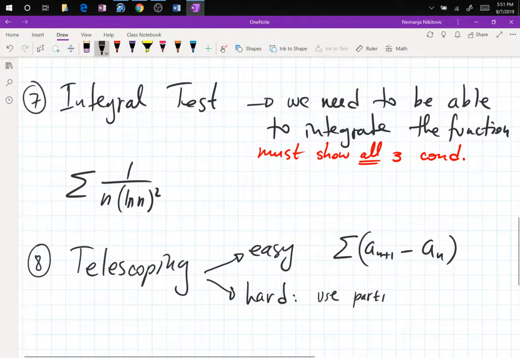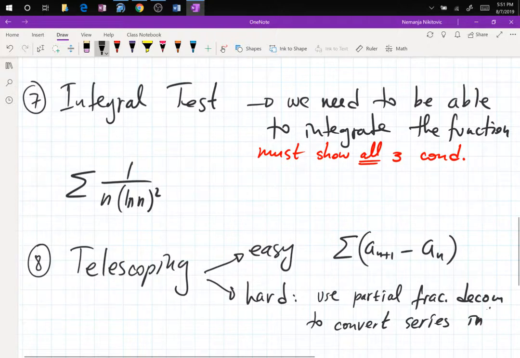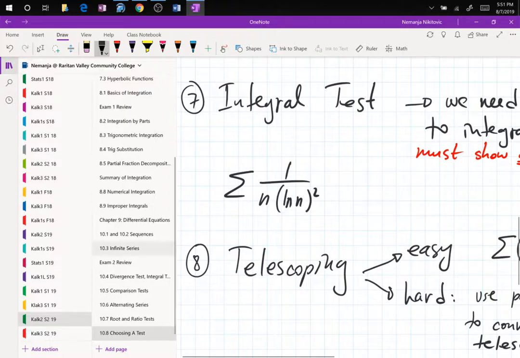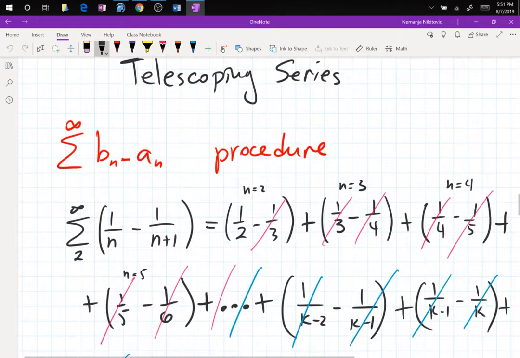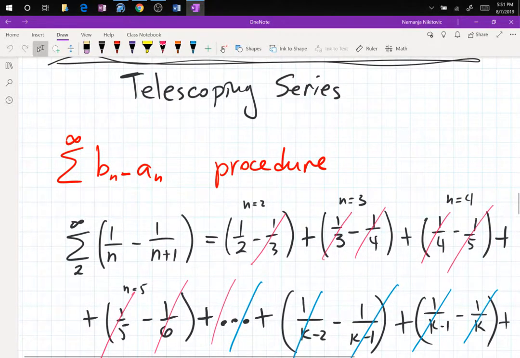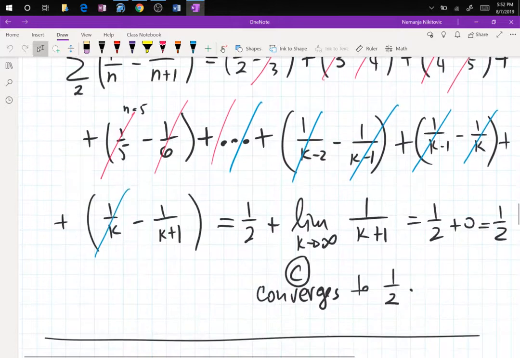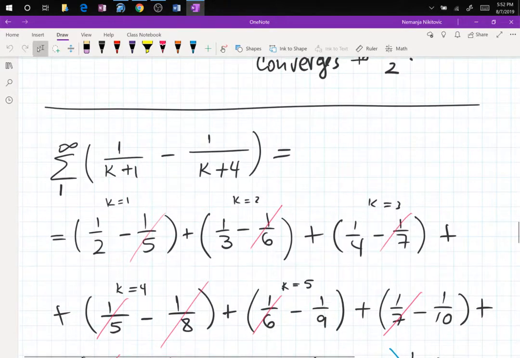Use partial fraction decomposition to convert a series into telescoping. Now I'm going to jump to a lecture when we had this at 10.3 and go down to telescoping series and look at the first problem. Oh, really cool, right? We have subtraction of the 2, obviously telescoping. Moving to the next problem, we have subtraction of the 2, obviously telescoping, right? Woohoo.